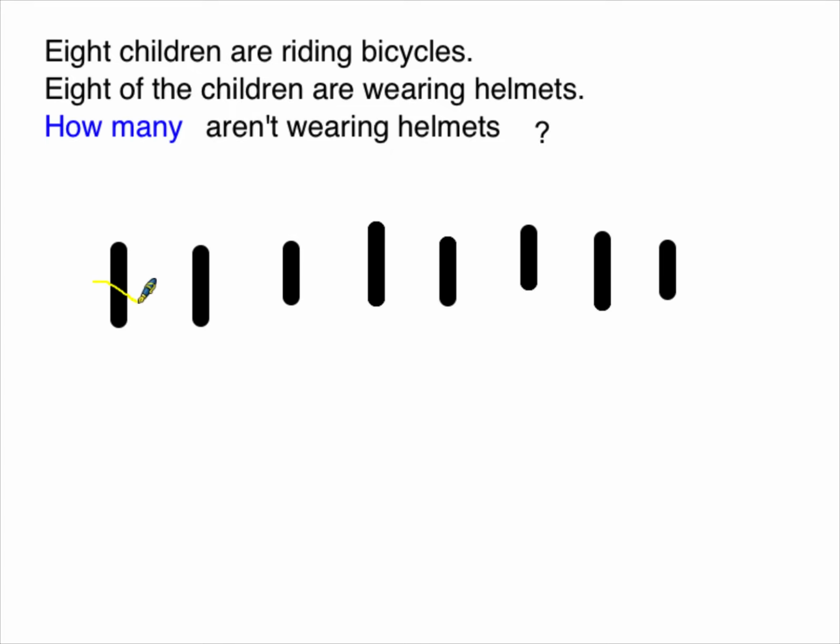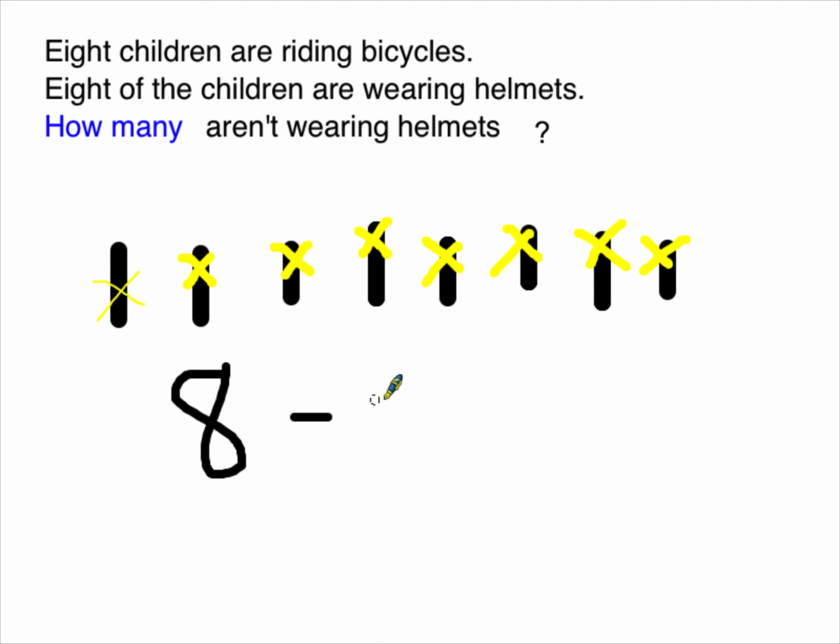8 of them are wearing helmets. So 1 helmet, 2 helmets, 3, 4, 5, 6, 7, 8. How many do I have left over? None. They were all wearing helmets. So I started with 8. 8 of them were wearing helmets to find out that there are none left over who are not wearing a helmet.